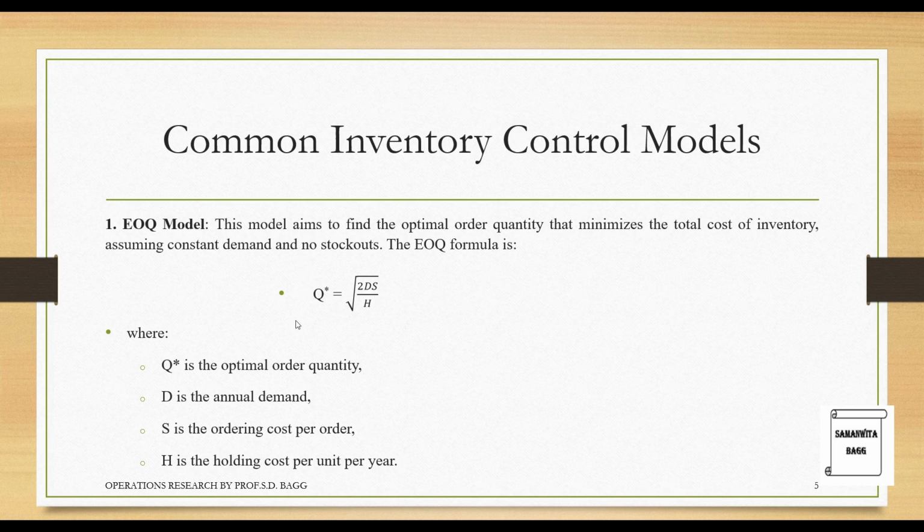The EOQ formula is Q star, a symbol which is used, equal to the root of 2DS upon H, where Q star is the optimal order quantity, D is the annual demand, S is the ordering cost per order, and H is the holding cost per unit per year. So these are the meanings of these terms. You can use this formula in case you want to find out what the optimal order quantity is and you know these terms, you can solve and get the answer.